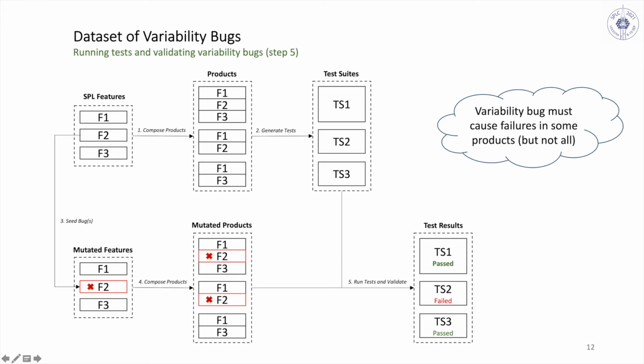In the final step, we need to verify that each generated bug is a variability bug and is caught by the test. A product is considered a passing product if it passes all the tests, and a product which fails at least one test is called a failing product. The bug is considered a variability bug if it causes failures in certain products only. After this step, we will have a complete SPL system containing a single bug with a test suite.